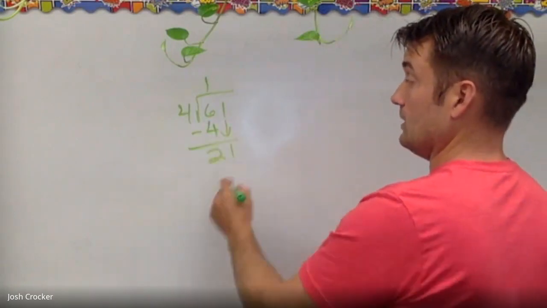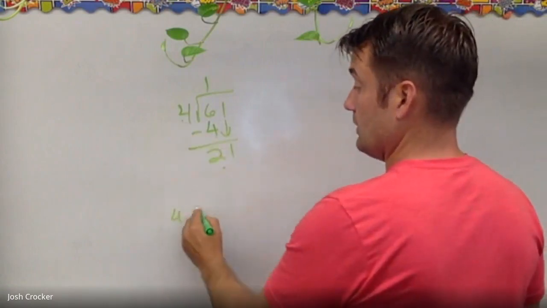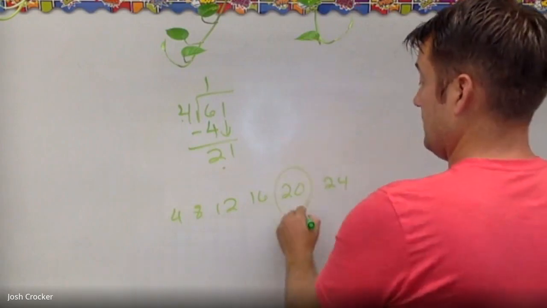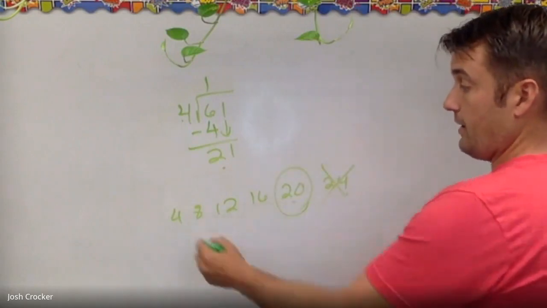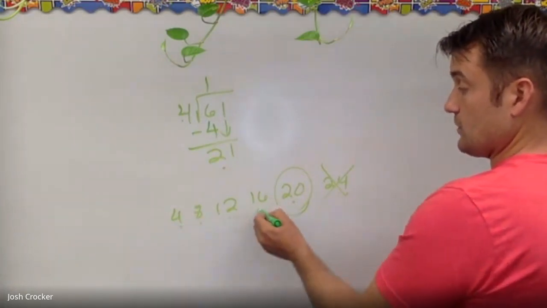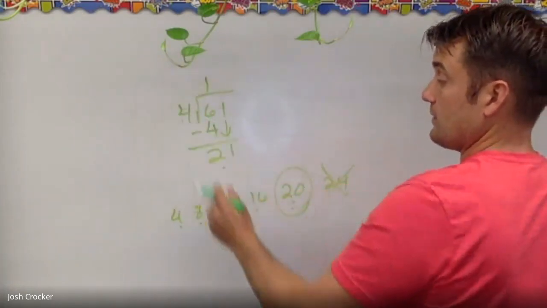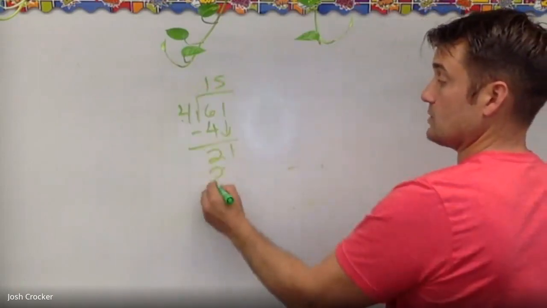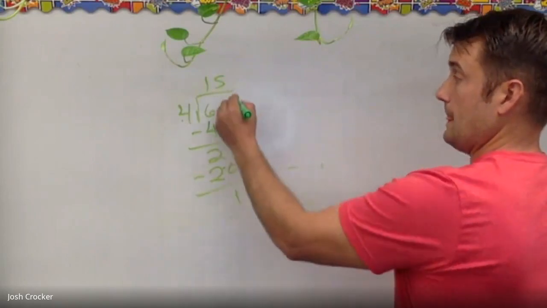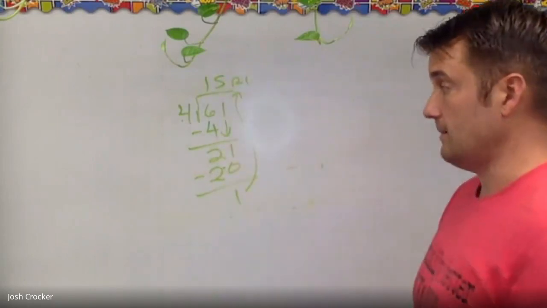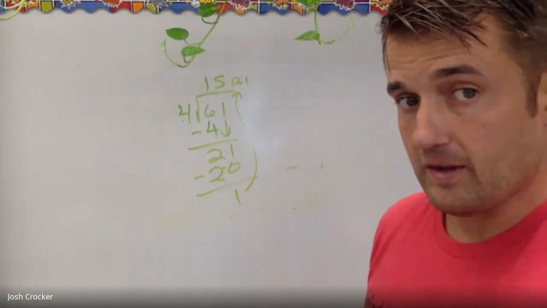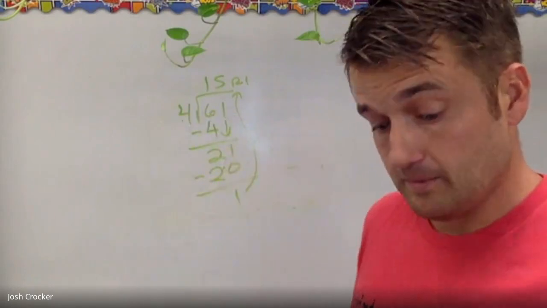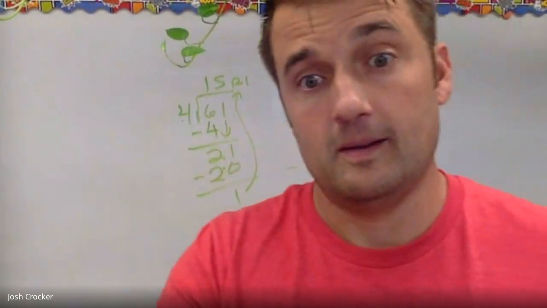Subtract. Bring down the 1. 4 into 21. 4, 8, 12, 16, 20, 24. This is over. So it's times 1, 2, 3, 4, 5. 4 times 5 is 20. So I'm going to use 5. 4 times 5 is 20. Remainder 1. So just be aware, if that first digit is larger than your divisor, you can just do that little step. Division is fun.